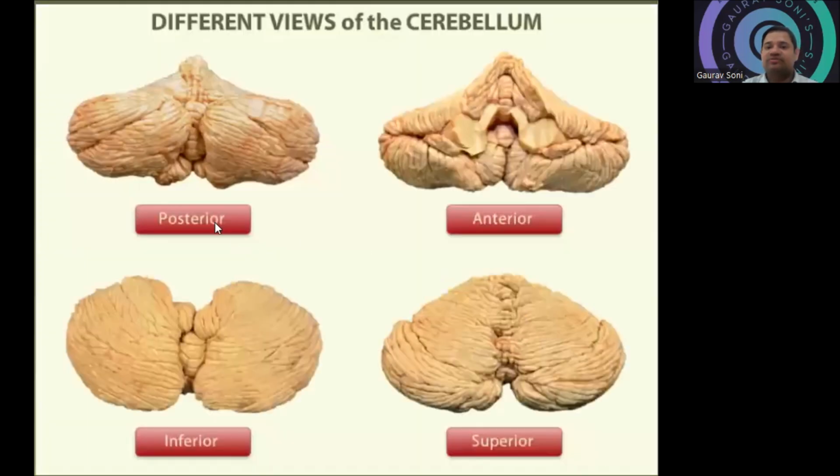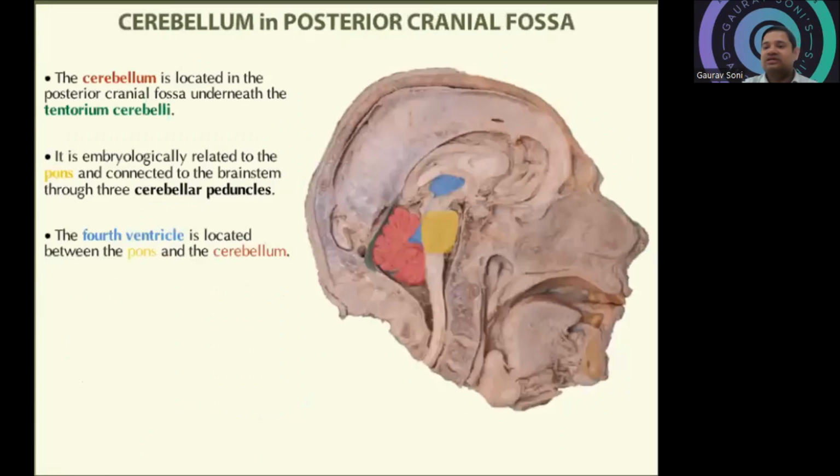This is the posterior view. You can see something like a butterfly. These can be wings, and this can be the middle part, the vermis. Then you can see the anterior view. On the anterior side, you can see the peduncles. The inferior side is from the lower, and this will be the superior. You can see this is highly lobulated, having many sulci and gyri present in this particular part. Then we have to talk about the location.